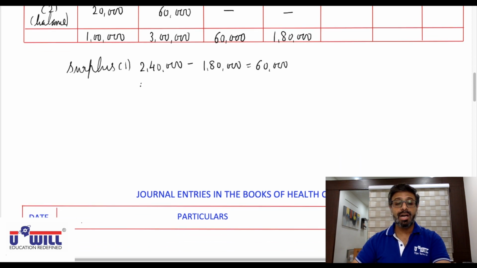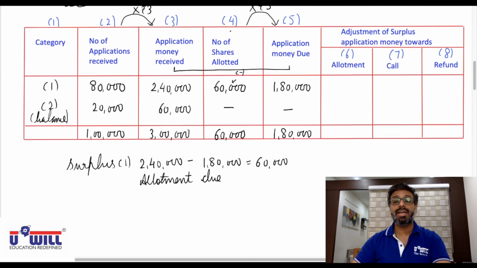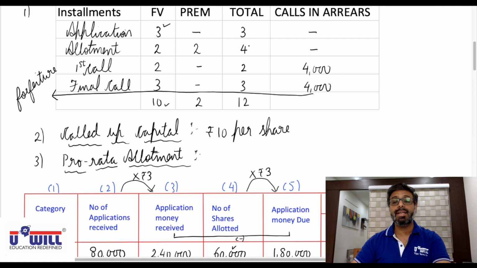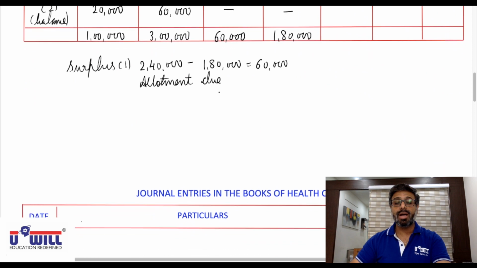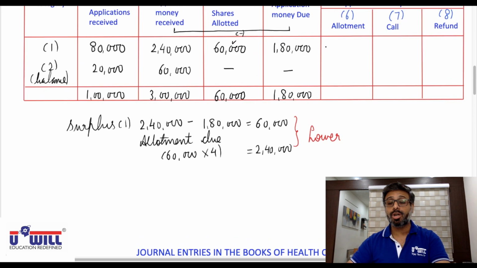Now how much allotment money will become due on these shares? Since 60,000 shares are allotted, allotment money is 4 rupees. So what allotment money will become due? 60,000 into 4, 2,40,000. Now as we have discussed earlier, we will always adjust whichever amount is lower. So which amount will we adjust, 60,000 or 2,40,000?